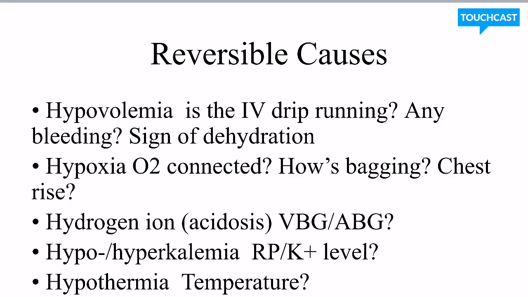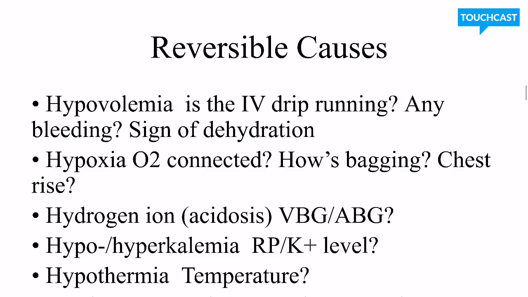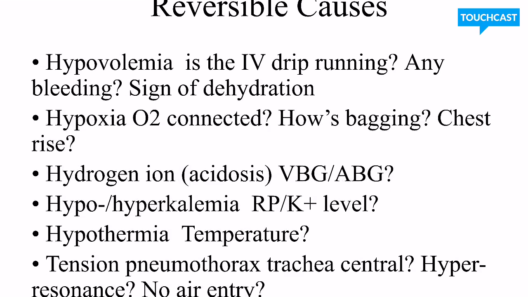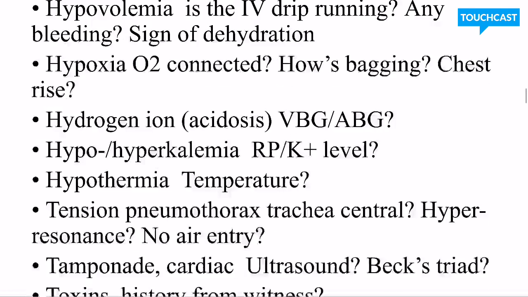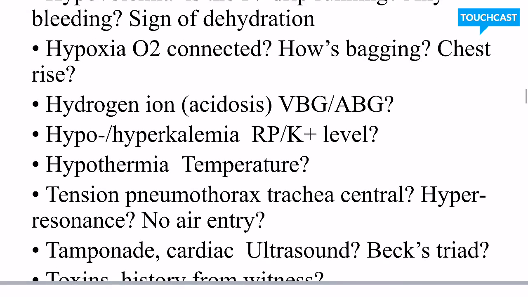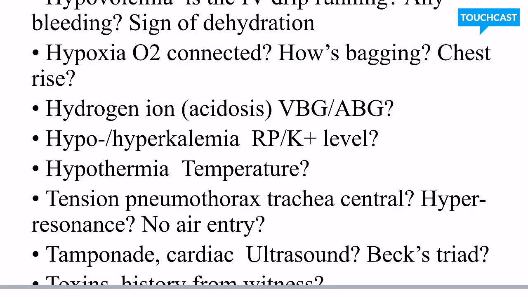to look for acidosis, and you ask for the BUSE result or renal profile result to particularly look at hyper or hypokalemia. And of course, you may check the temperature to rule out hypothermia. And then you need to diagnose tension pneumothorax clinically.